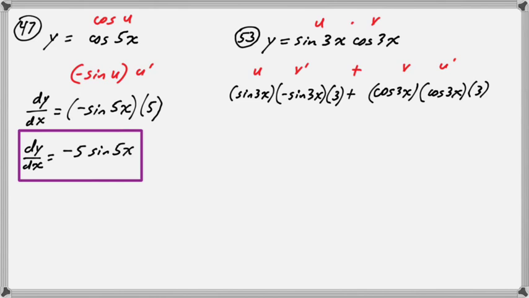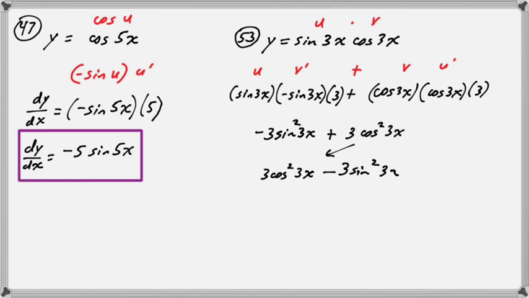The only thing I'm going to do from here is I'm going to rewrite this as negative 3 sine squared 3x. Looks like sine squared 3x, doesn't it? Plus 3, looks like it would be cosine squared of 3x. You might just rearrange it, put the positive first, then minus this because it says negative. The only thing I could see doing is maybe factoring a 3 out. Something like that.